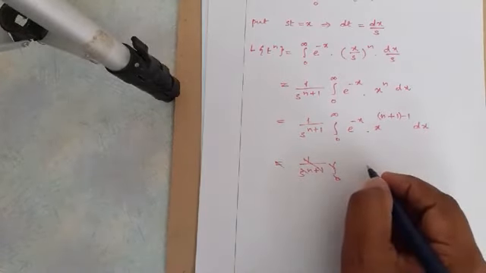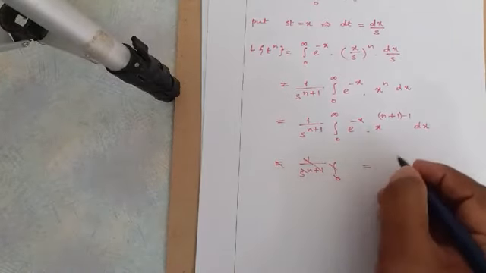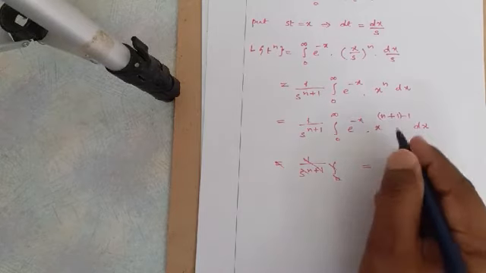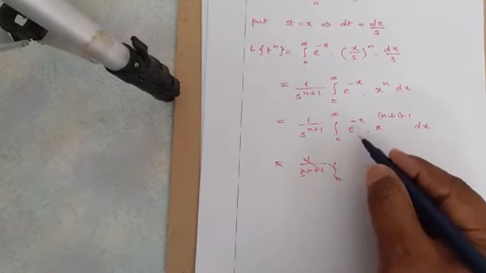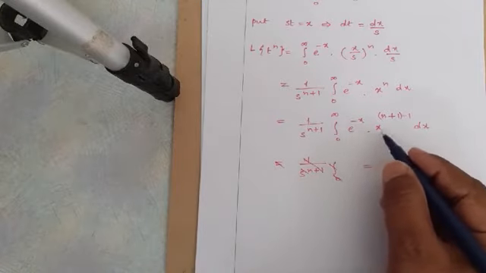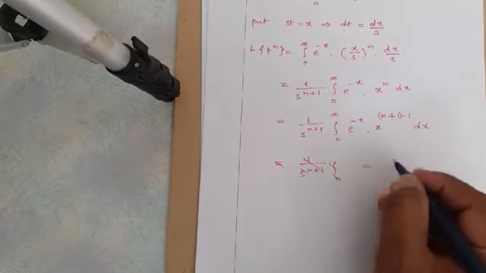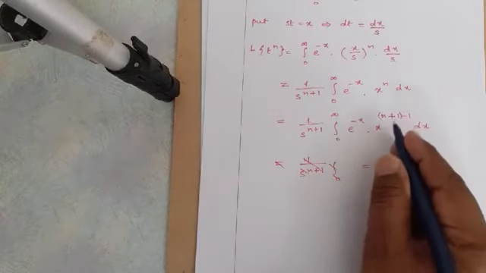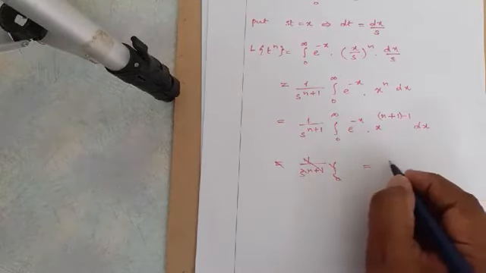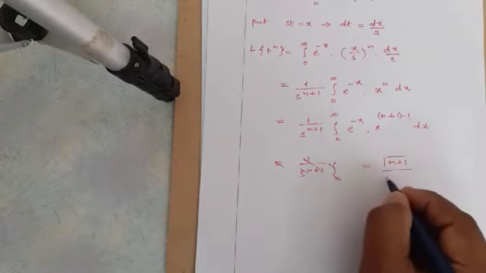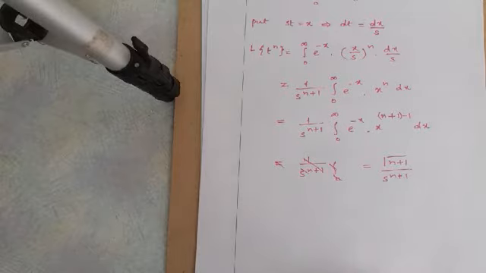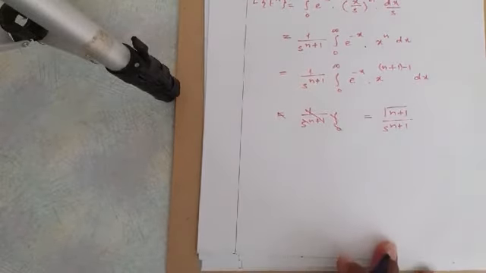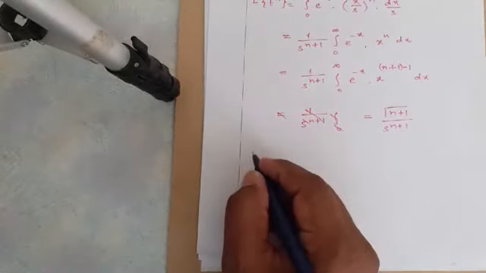Now as you know, the definition of gamma function is integral 0 to infinity e power minus x, x power n minus 1 dx. So here in the place of n we have n plus 1. So I can write gamma n plus 1 upon s power n plus 1. As you know, here it is given where n is a positive integer.